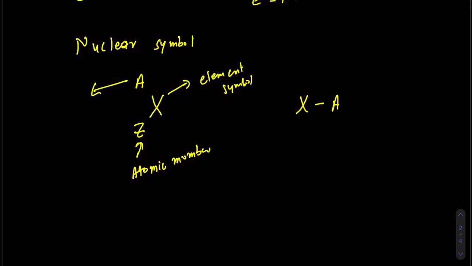The X is going to be the element symbol, and then A is going to be the mass number. The second way of writing the nuclear symbol is where they have written down only the element symbol and the mass number. You could see where they did not write the atomic number, because you can actually go in the periodic table and figure out what the atomic number is going to be.